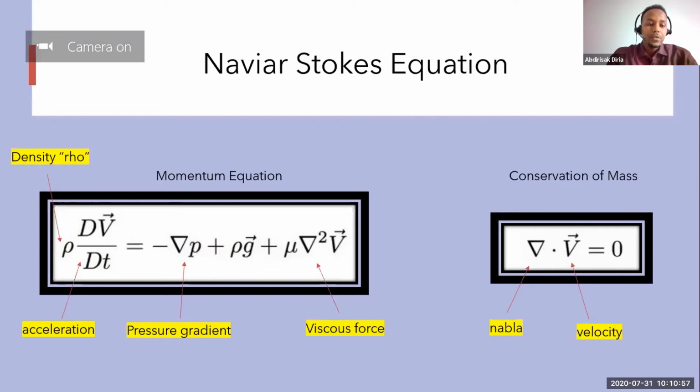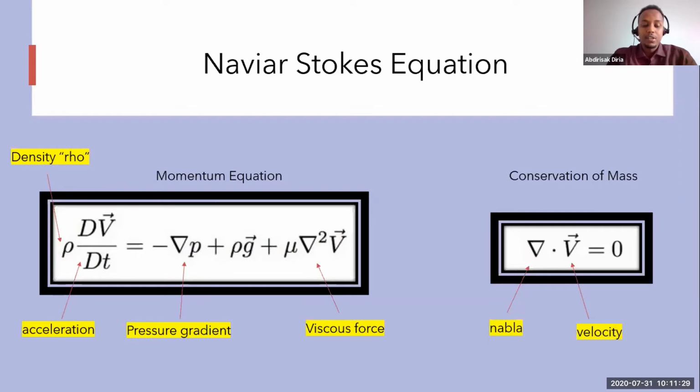The other equation is Newton's second law of motion, which is force is equal to mass times acceleration. So we are dealing with a fluid. So in this case, mass, we replace with the fluid sign, which is rho, the density sign. And dv dt is the rate of change of velocity, which is the acceleration.